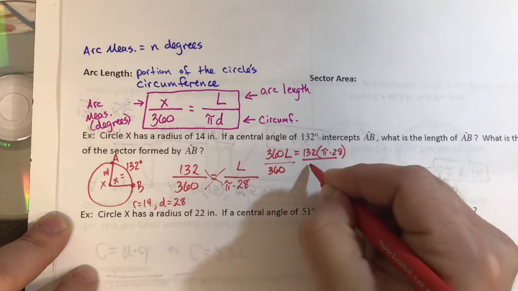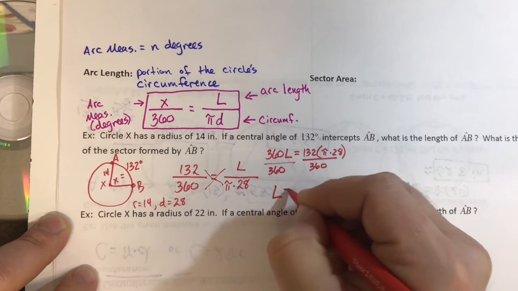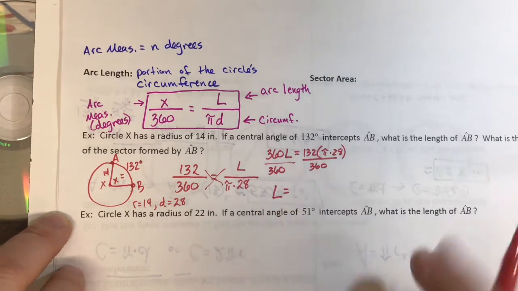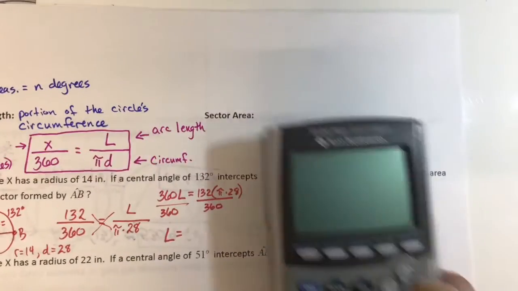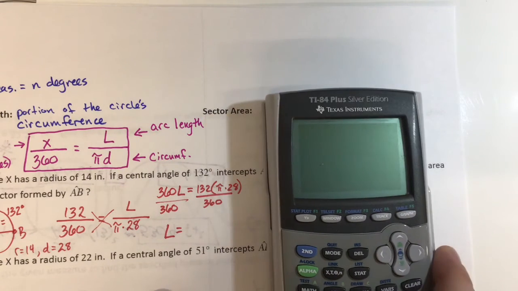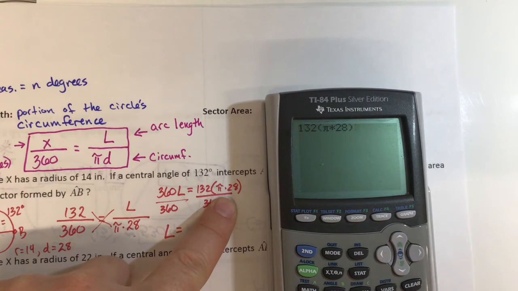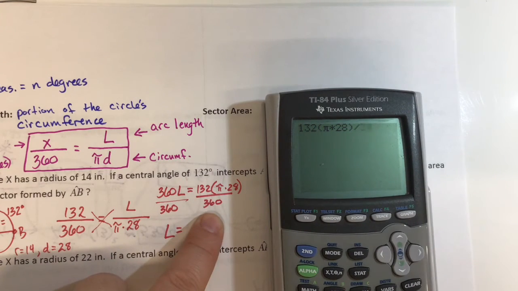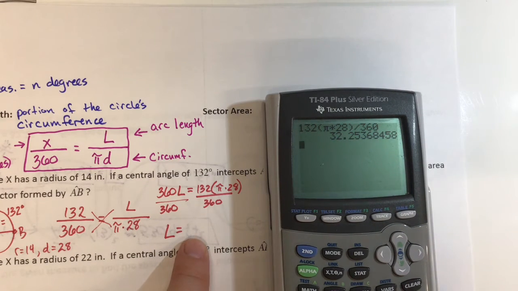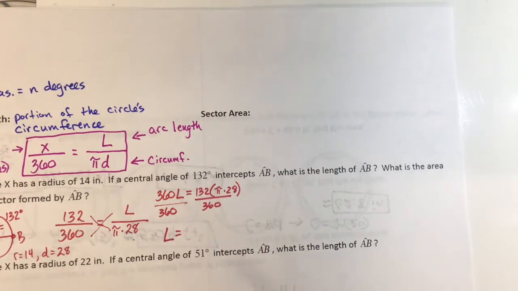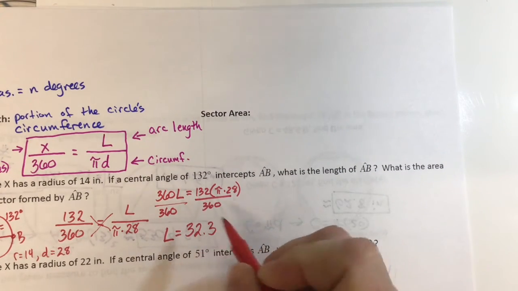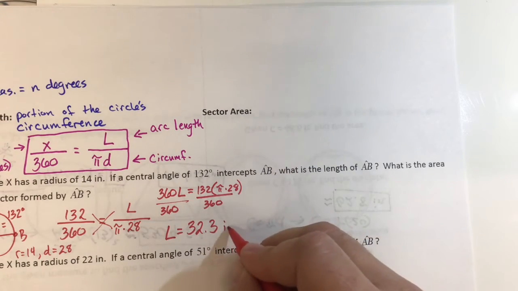So I'm going to go ahead and write that on paper. The arc length then is whatever that gives me, and that's what I'm going to enter in the calculator. Okay, I'm going to start with all of the top part, 132 parentheses pi, times 28, close your parentheses, all of that divided by 360. Hit enter, and we get that this arc length is about 32.3 inches, because we're measuring length in inches.